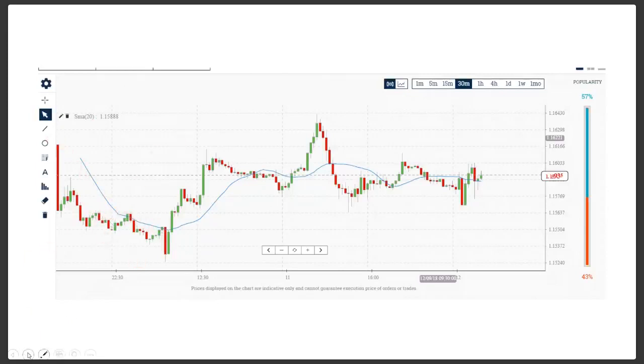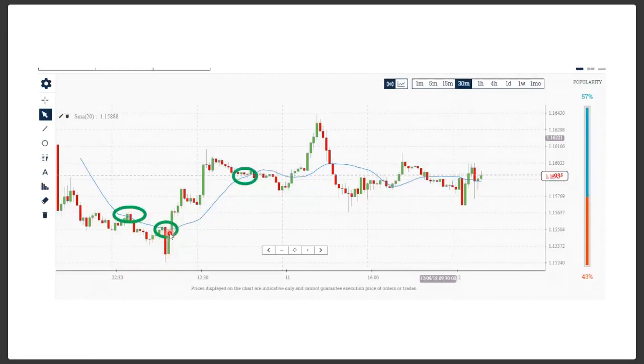But does it act as a resistance? Let's see. Ba-bom. Yes, it does. It's on a downtrend, comes up, touches it, and carries on moving downwards. And again, comes back up, touches the SMA, hits it, and again finally moves downwards.